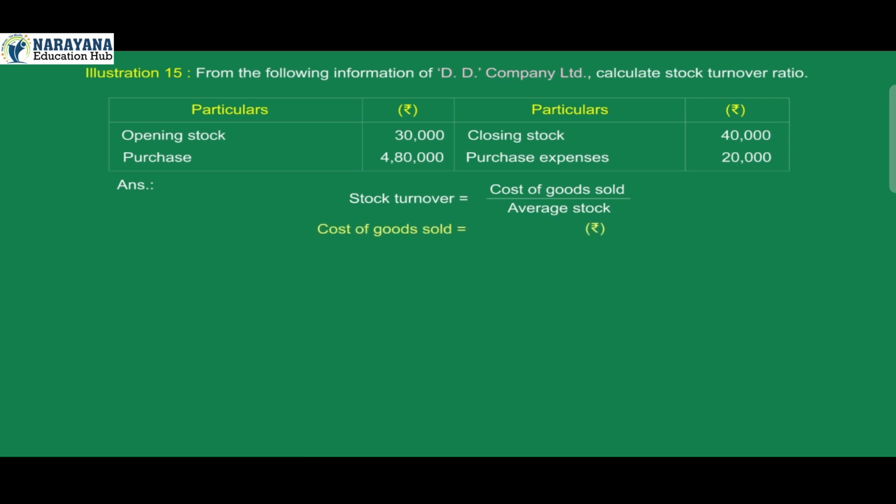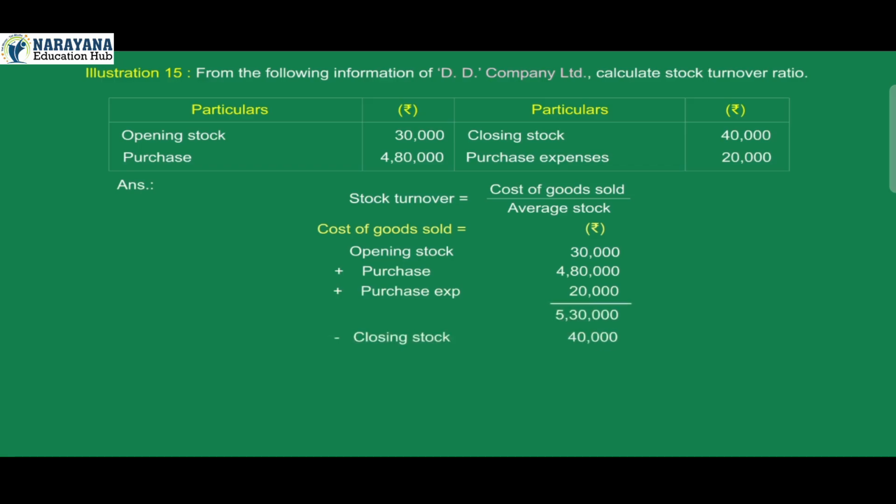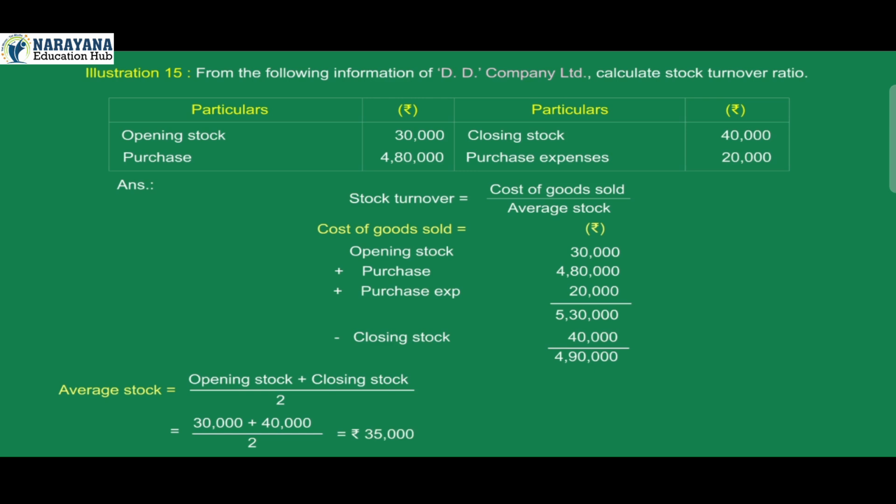Cost of goods sold is equal to opening stock 30,000 plus purchase 4,80,000 plus purchase expenses 20,000, which is 5,30,000, minus closing stock 40,000, which is 4,90,000. Average stock is equal to opening stock plus closing stock divided by 2, which is 30,000 plus 40,000 divided by 2, equal to rupees 35,000. Stock turnover is equal to 4,90,000 divided by 35,000, which is 14 times.